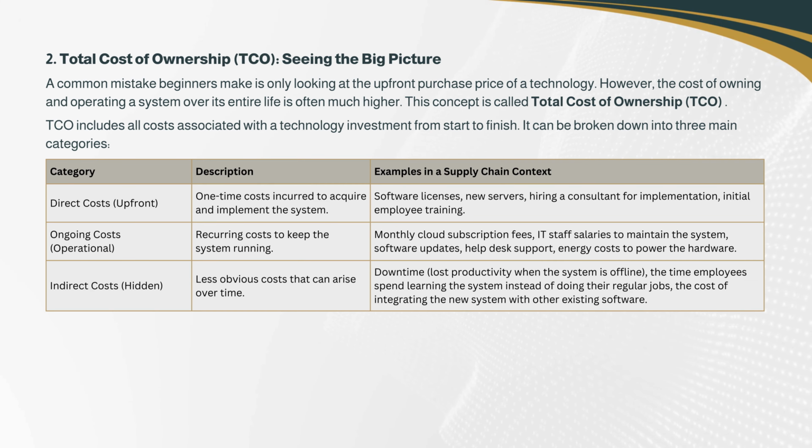Category: indirect costs, hidden. Description: less obvious costs that can arise over time. Examples in a supply chain context: downtime, lost productivity when the system is offline, the time employees spend learning the system instead of doing their regular jobs, the cost of integrating the new system with other existing software.